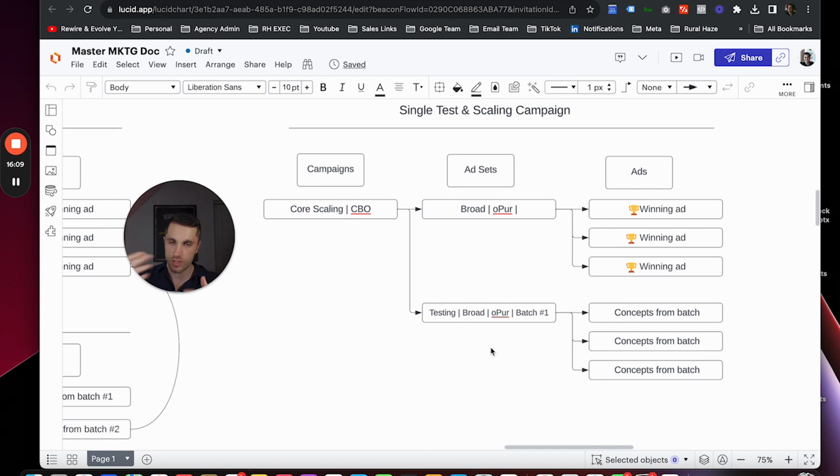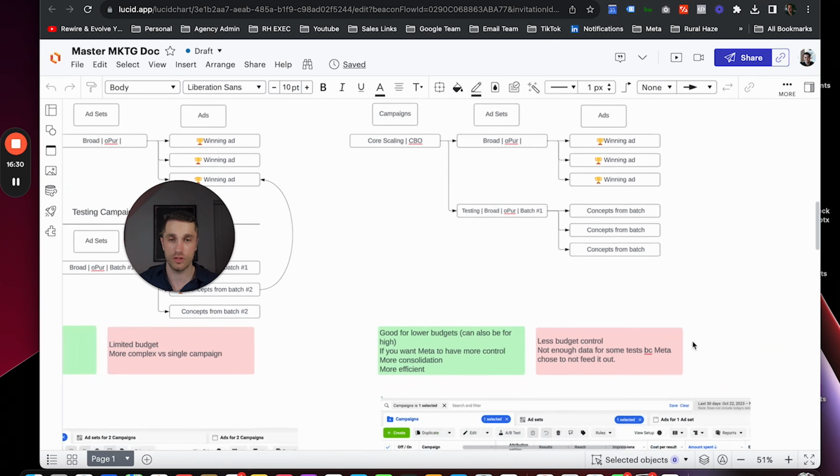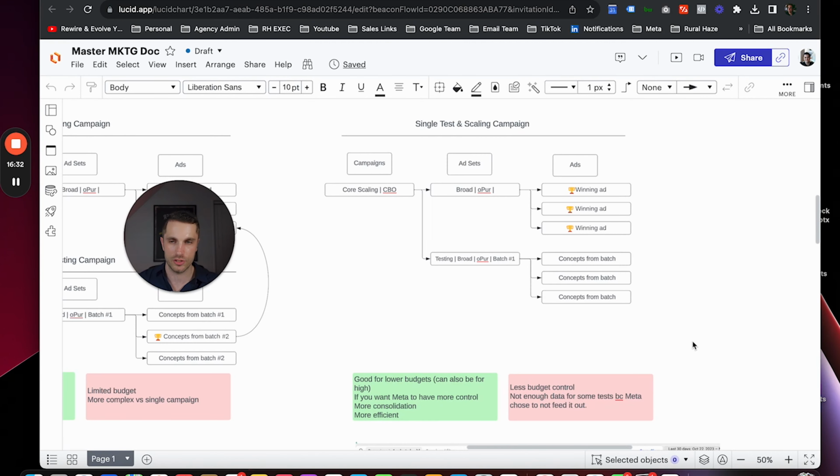So the graduation framework is similar, where we have an ad set that we use for testing, and that's where we test each batch, and then the concepts inside of that batch. When one is proven to be a winner, we graduate it to the winner ad set. So, similar concept. The good pros about this one: it's good for low budgets. You can also do high budgets too. There are just fewer things in the ad account, which is really helpful.